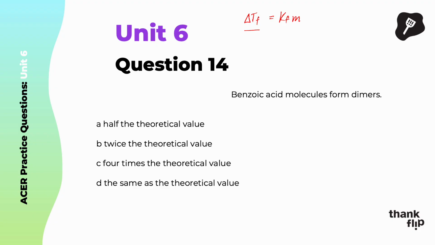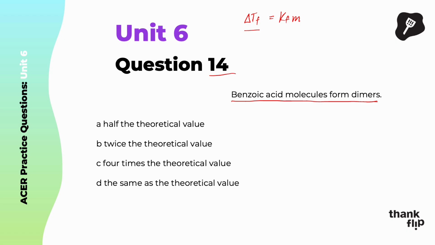Technically, we're also given the information that it's a physical property of a solution that depends on the concentration of particles rather than the moles themselves. So it says particles, not their chemical identity. It depends on the concentration of particles. So that's very important for this next question, question 14, because question 14 is asking us about benzoic acid. So benzoic acid molecules form dimers. That's the important information that I've highlighted here, okay?